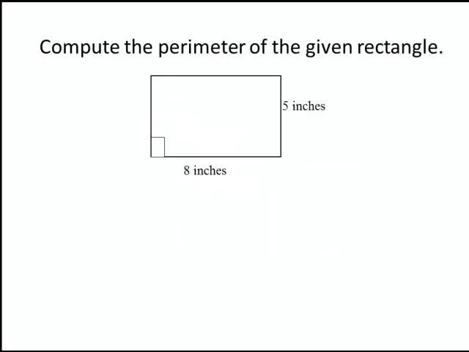Compute the perimeter of the given rectangle. We now have two methods to do this problem. We can use the first method, which simply says that we add up all of the sides. So by method 1, we would have 8 plus 5 plus 8 plus 5, which is 26 inches.